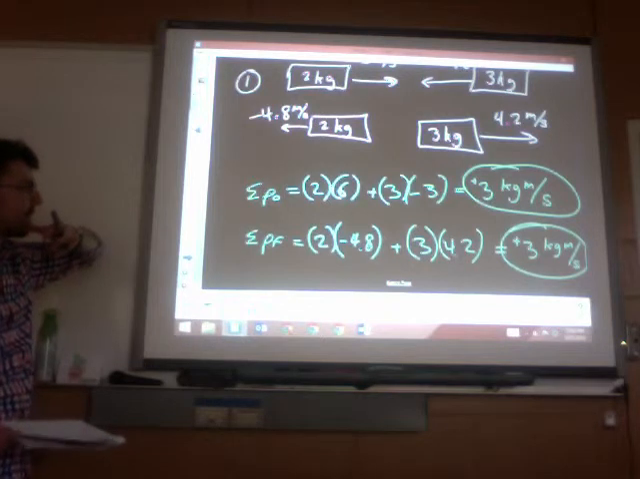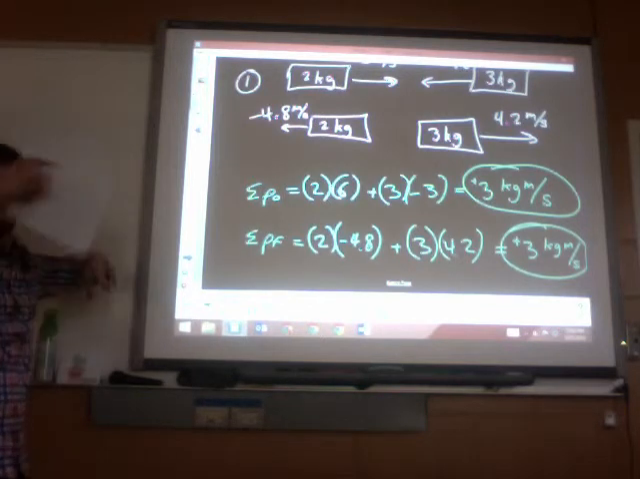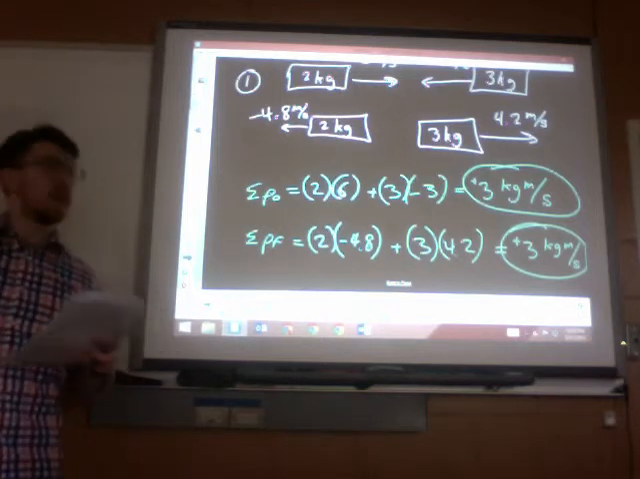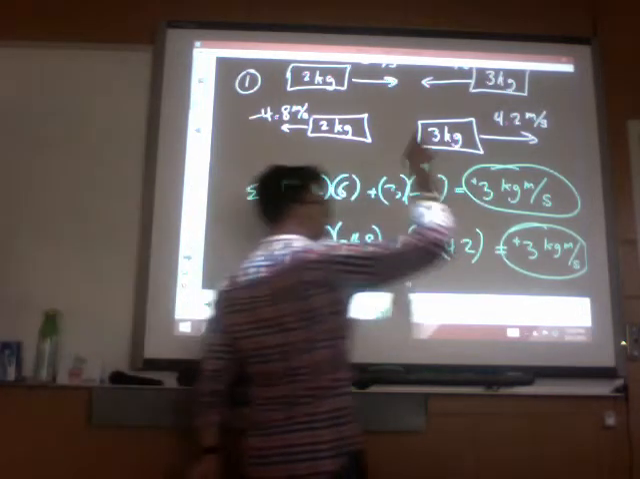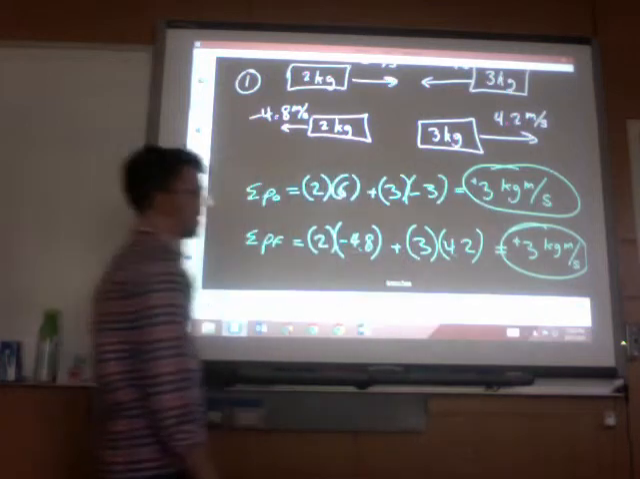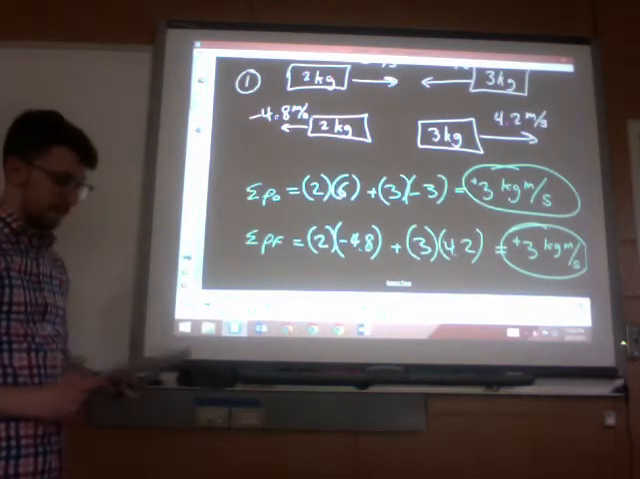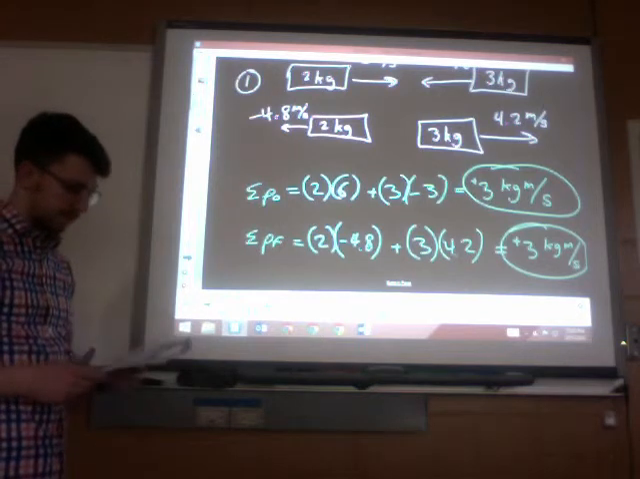Pretty serious stuff. So when you're doing this problem on the test, if they say calculate total momentum before and after, you should know that they have the same number as their answer. They should be the same sign and the same number. Same units, of course, too.